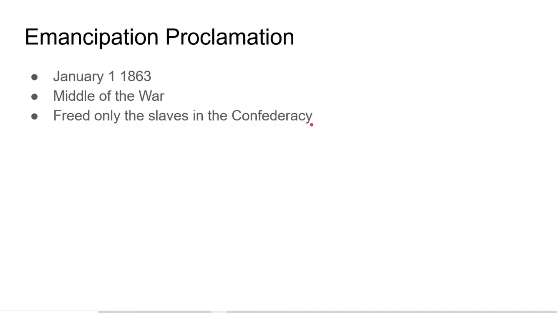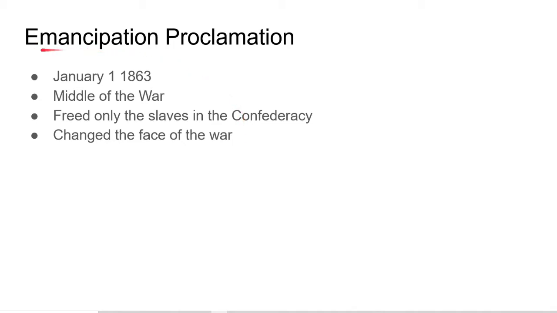It doesn't free the slaves in the border states of Missouri, Maryland, Delaware, and Kentucky. It only frees the slaves in the states that are in rebellion. And this changes the face of the war. So that before it was just about union, it's about bringing these states back into the union. And once the Emancipation Proclamation is proclaimed, then it's about slavery. Okay, and the underlying reason really was slavery, as I'll show here in just a minute.